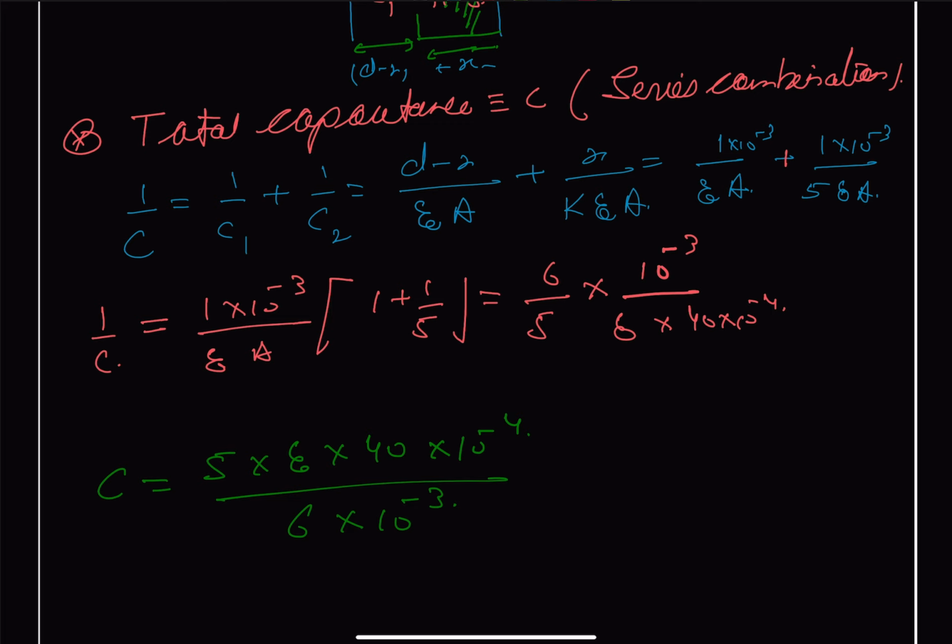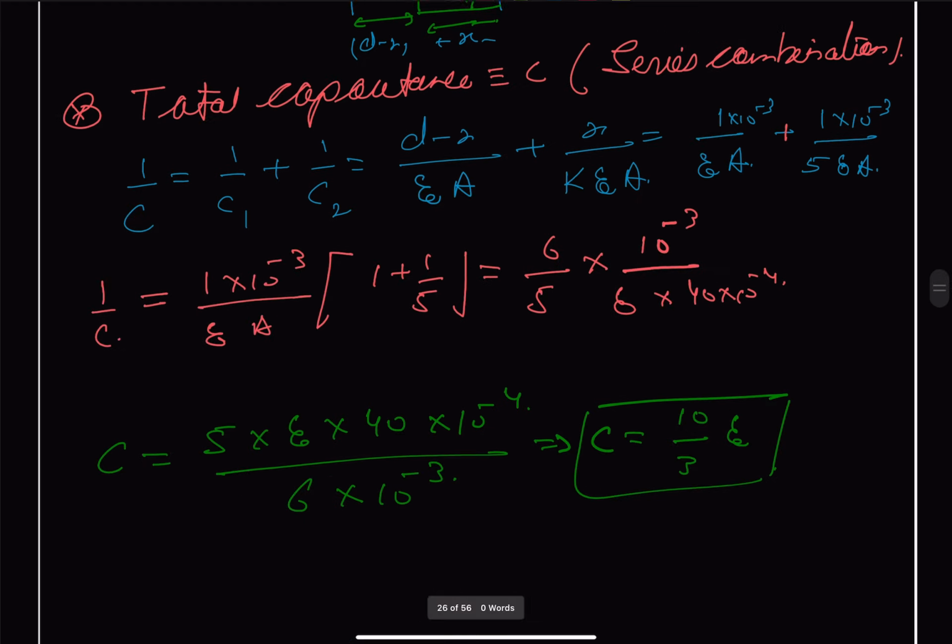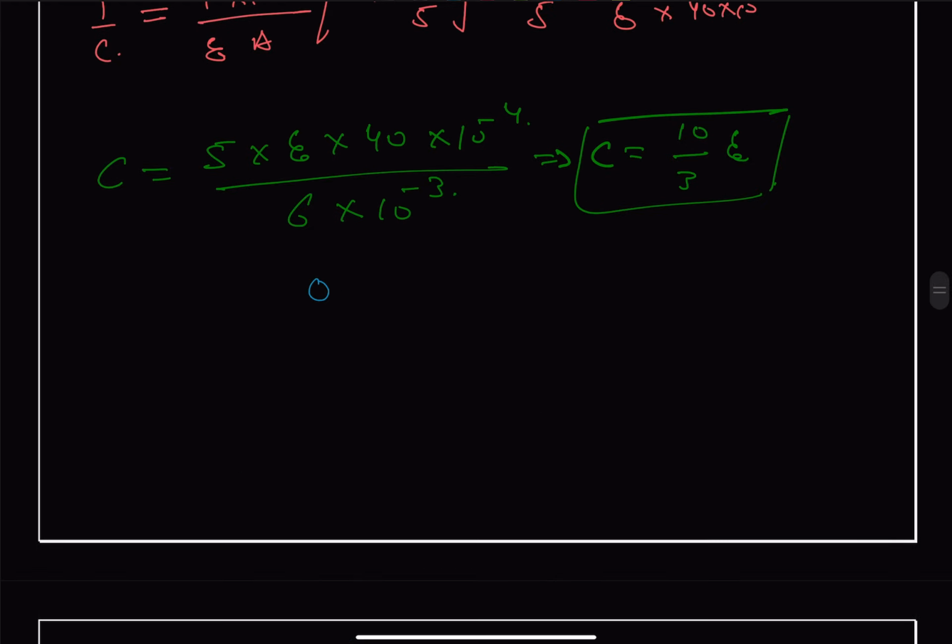So this gives us that the equivalent capacitance of the system will be equal to 10 by 3 epsilon naught. So this will be 10 by 3 epsilon naught farads. So option number 2 is correct. Next question.